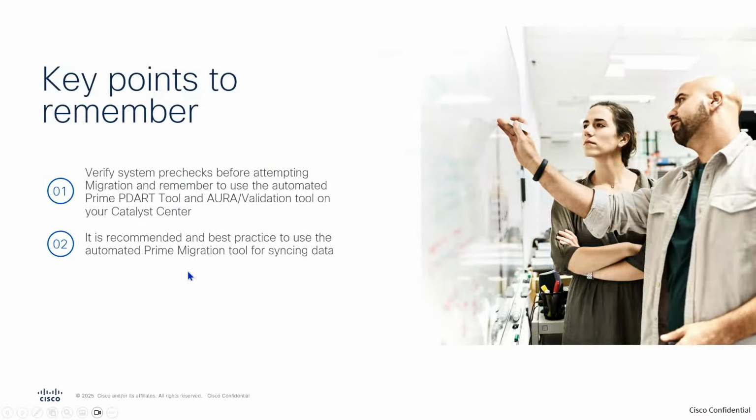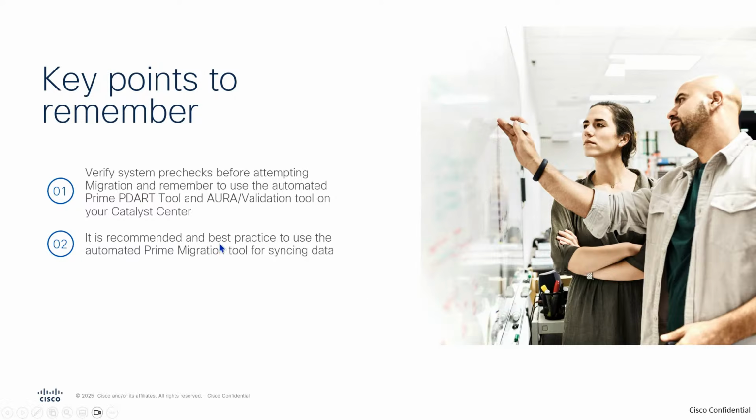And let's end with some key points to remember. First off, verify system pre-checks before attempting migration, and remember to use the automated Prime PDART tool and/or the ARA validation tool on your Catalyst Center. I didn't really cover the ARA validation tool, but ARA is not for Prime; it's for Catalyst Center. It's to make sure that it's compatible and everything's running smooth within Catalyst Center before the migration.